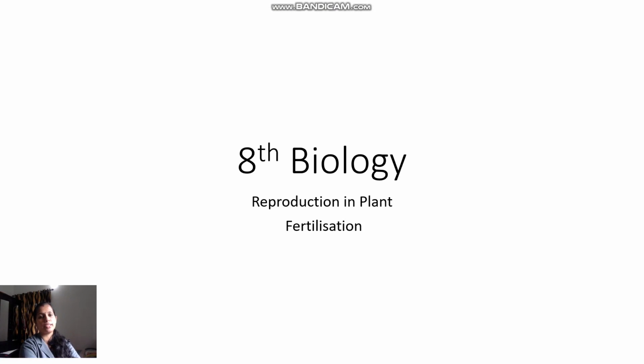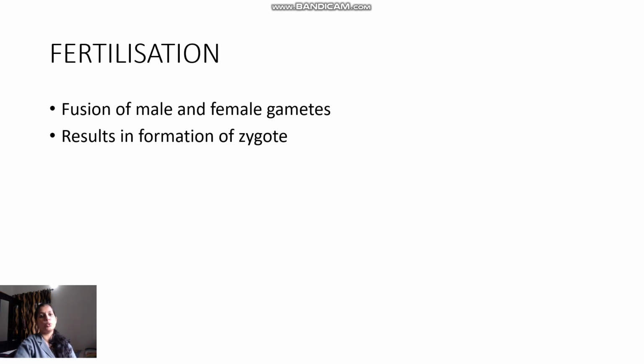Today we are moving to the next module of this chapter, fertilization. Fertilization in plants. So here, what is meant by fertilization? The fusion of male and female gamete is called as what? Fertilization. This fertilization results in the formation of zygote. You know that after pollination, what is meant by pollination? Pollination is the transfer of pollen grains from the anther to the stigma of the flower.